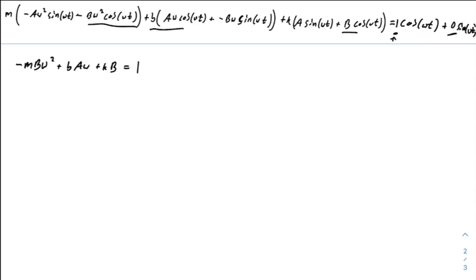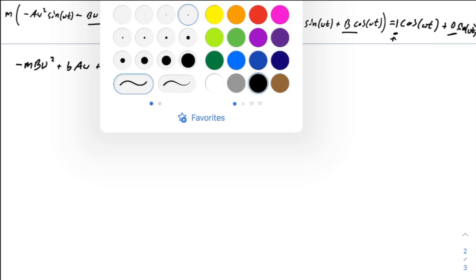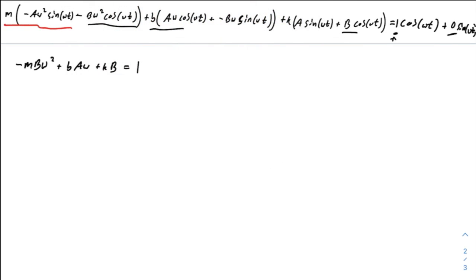And then we also have my sine terms. I'll do the sine term in a different color. So my sine term is going to be here. It's going to be minus m a omega squared right here, minus b omega. And then right here is going to be plus k a. And that must equal 0.